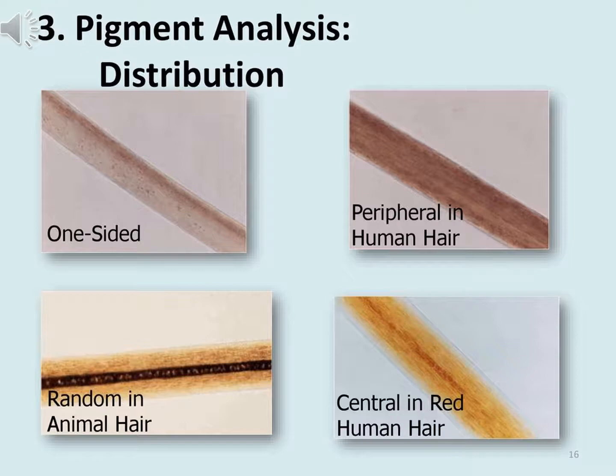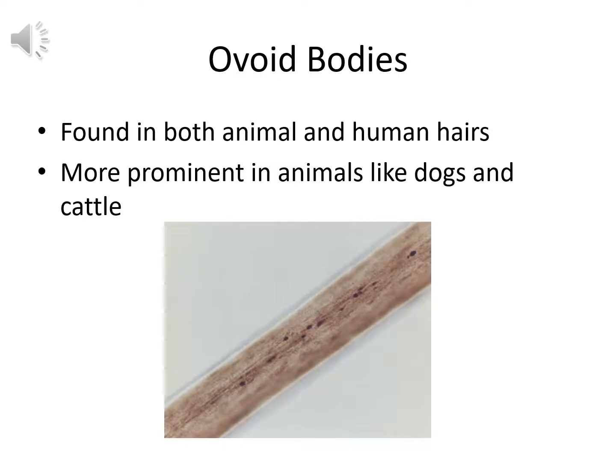Now, from time to time, you'll find what we call ovoid bodies, which are just these egg-shaped bodies of intense pigment, and those are found in both animal and human hair. So humans and other animals will sometimes have these ovoid bodies. They're more prominent in animals like dogs and cattle than in people, but they do occur throughout the animal kingdom in most species, including humans, even though they're not as prominent in humans as those dogs and cattle are key examples of finding a large proportion of ovoid bodies in those hairs.